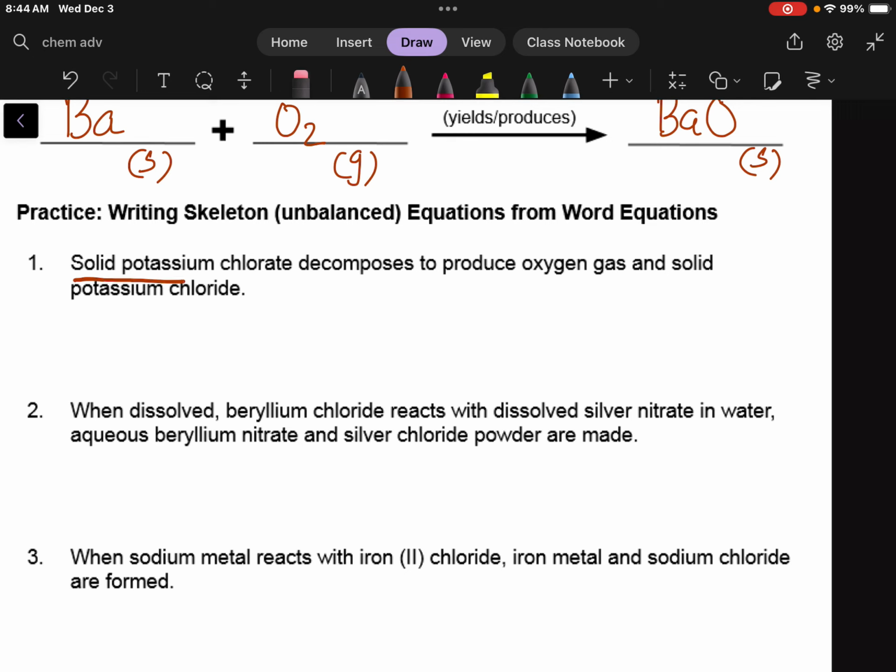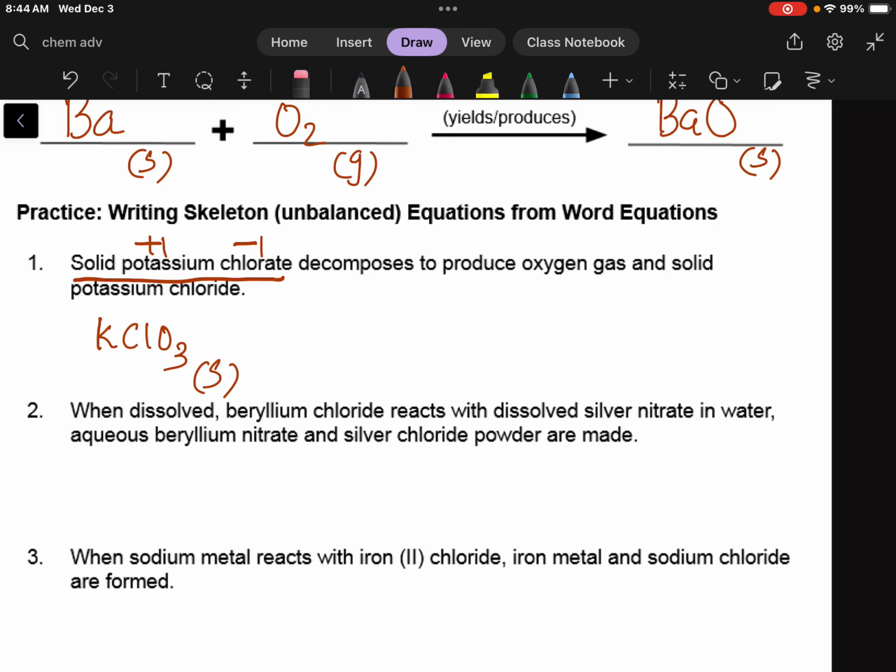It says solid potassium chlorate. Write the formula. Potassium is +1, chlorate is -1. Crisscross them. Chlorate is a polyatomic ion. What is it? ClO3. So KClO3. And it is a solid.